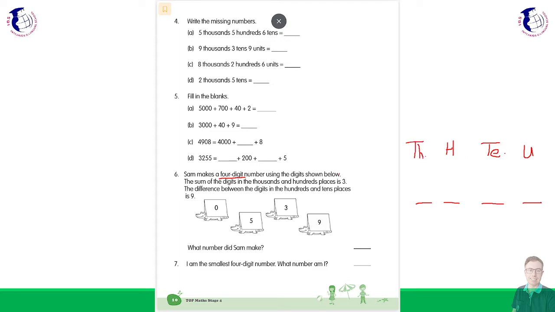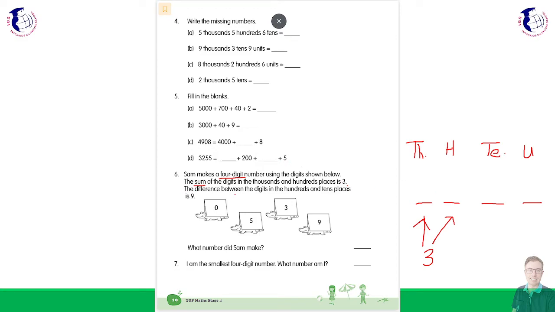So, what else do we know? The sum of the digits in the thousands and hundreds places is 3. Remember, sum, S-U-M, just means adding all the numbers together. So this plus this is going to equal 3. The only way you're going to get that is 3 plus 0. So one will be 3, one will be 0. I won't tell you which one, but have a think about it.